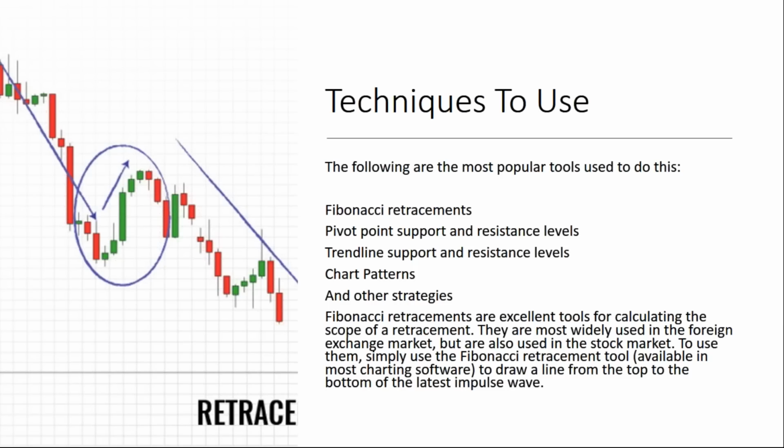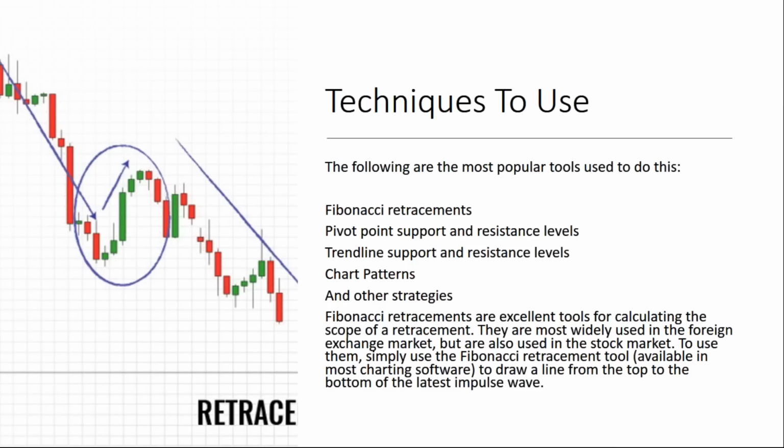You also have pivot points for support and resistance. You have trendline support and resistance levels. And then, of course, there are a lot of chart patterns. Triangles are a great way to help. Okay, candlesticks have very good ones. But Fibonacci retracements are excellent tools for calculating the scope of a retracement. They are most widely used in the foreign exchange market, but are also used in the stock market.